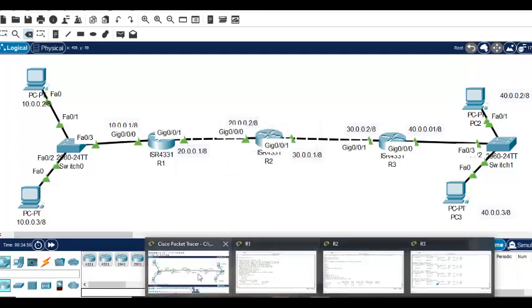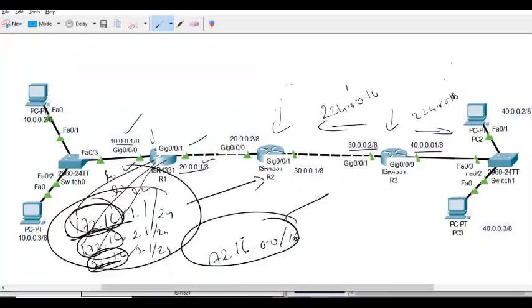Now, I will go to router 1, go back to router EIGRP 1000 and say auto-summary.